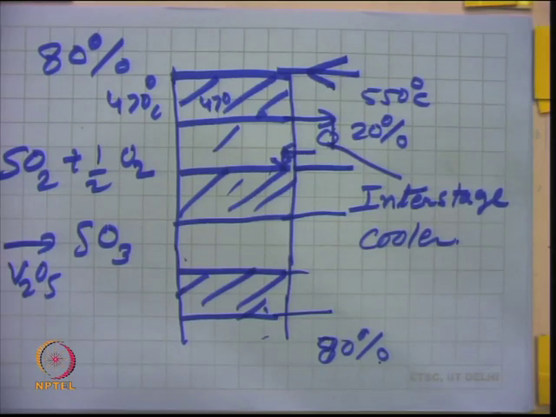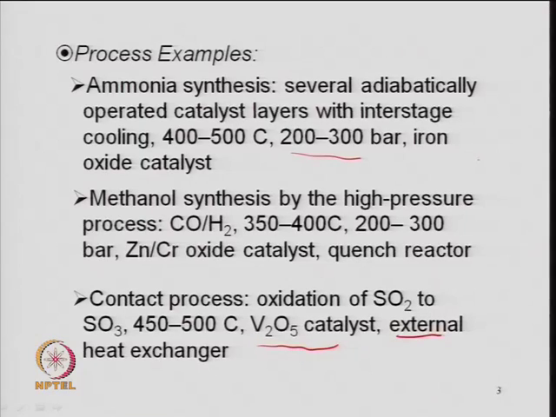Here the quenching is done. So, the cold feedstock, that is carbon monoxide and hydrogen, that can be mixed with the hot feedstock and you can cool it down.